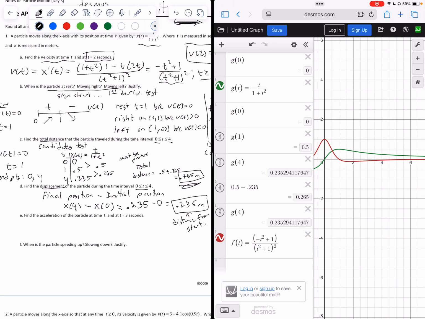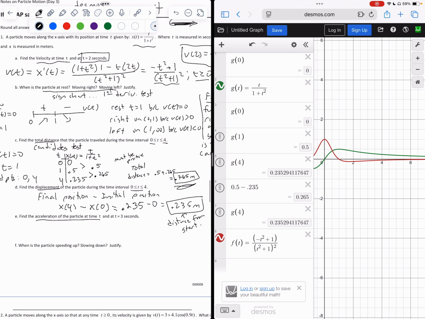Hello, welcome back. Let's continue our discussion using Desmos to solve particle motion questions. The next question asks us to find acceleration at time t. Now we have to find the acceleration. If you remember up here, our velocity equation was kind of a quagmire.